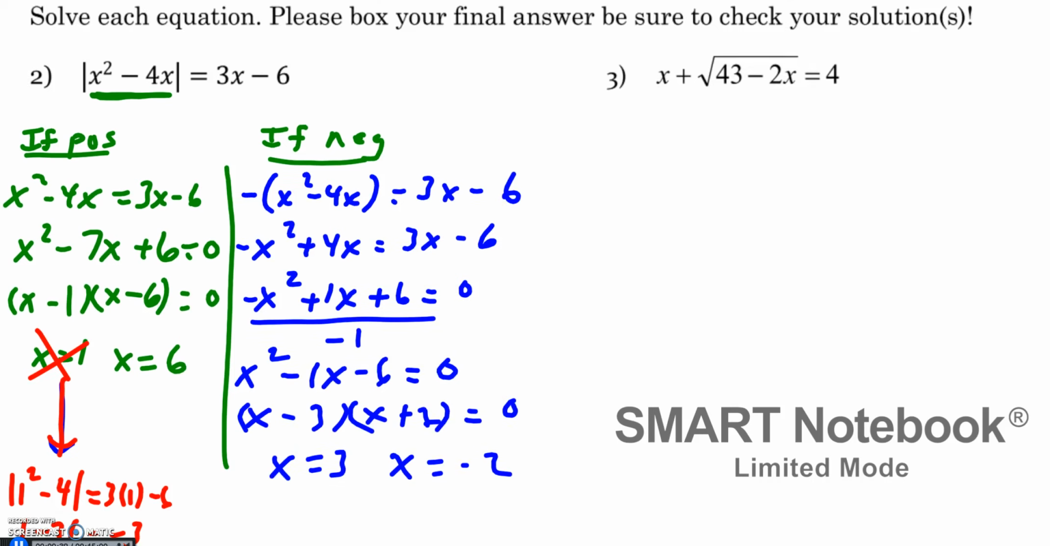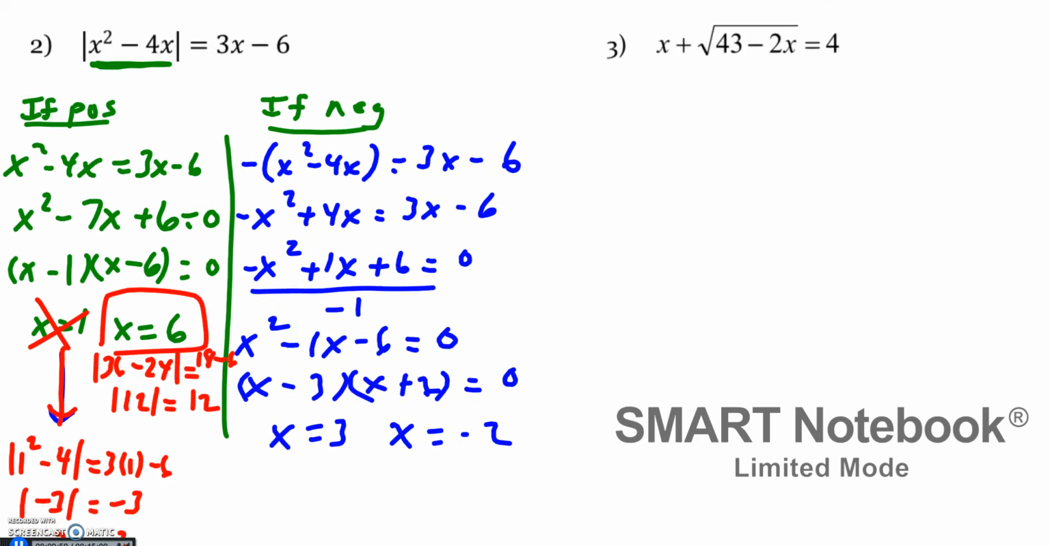If I plug 6 into the original, does the absolute value of 36 minus 24 equal 3 times 6, 18, minus 6? So 36 minus 24 is 12. Does the absolute value of 12 equal 12? Yes, it does. So x equals 6 works.